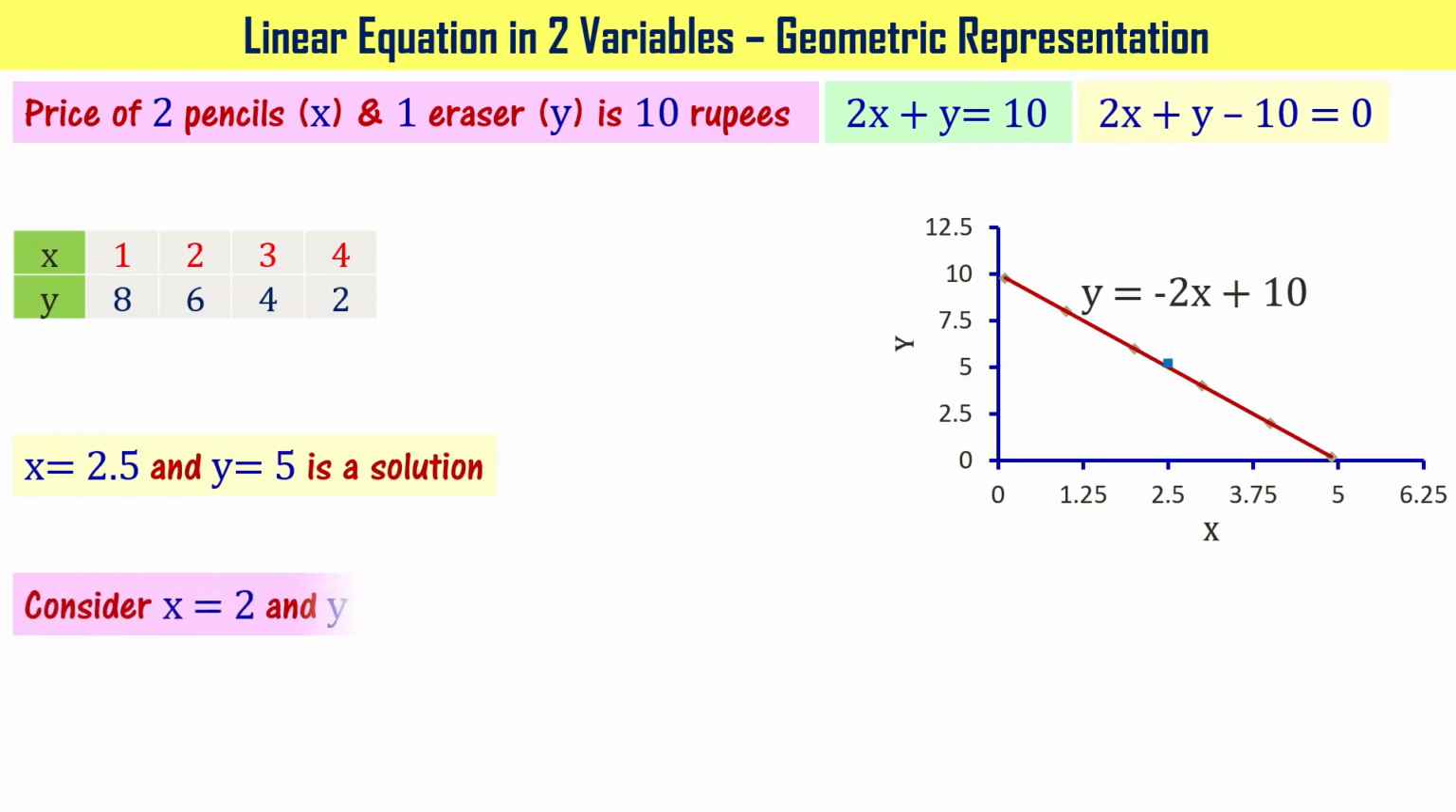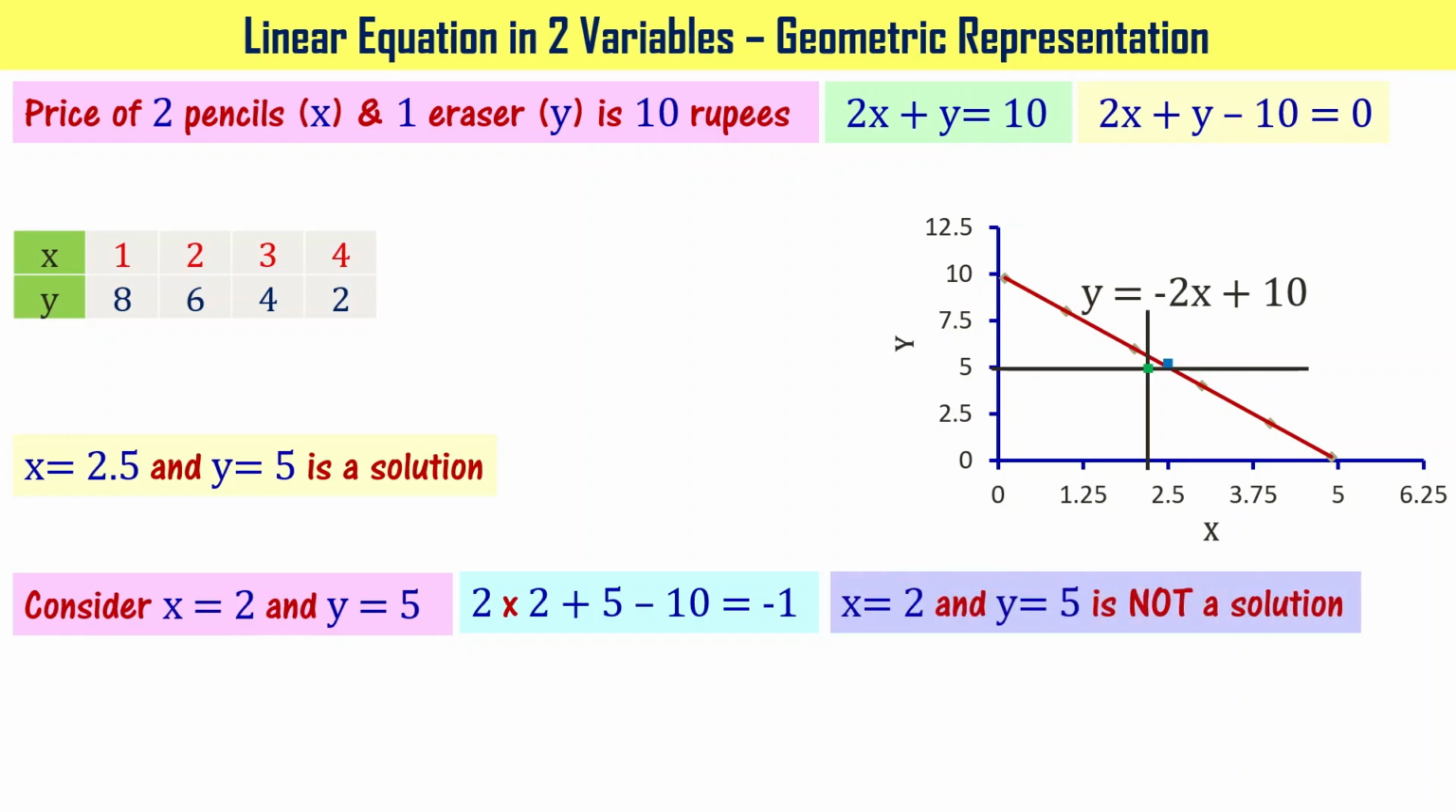Let's now consider X equal to 2 and Y equal to 5. In that case, the point of intersection is lying away from the red color line, right? Now let's substitute X equal to 2 and Y equal to 5 on LHS of the given equation, that is 2x plus y minus 10, and simplify such that you get answer as minus 1, that is not equal to 0, right? It means that these two values are not satisfying the given equation. That's why we say that X equal to 2 and Y equal to 5 is not a solution to 2x plus y minus 10 equal to 0.